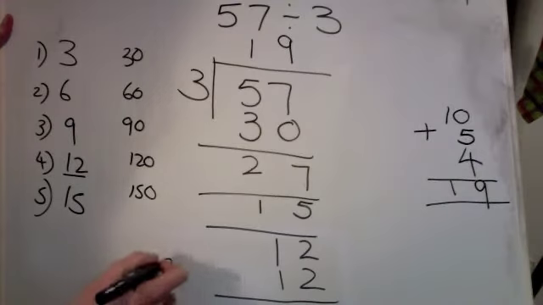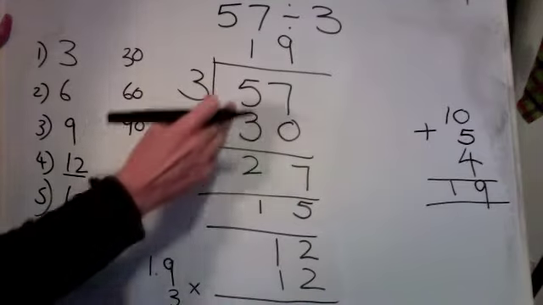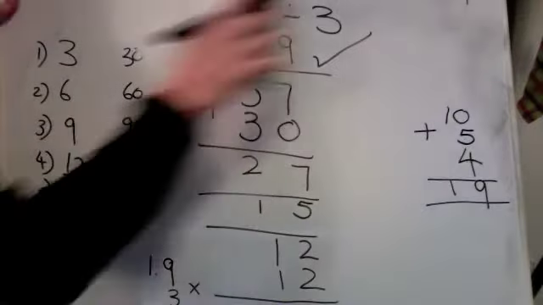Just check, 19 times 3. 3 9s are 27, 3 1s are 3, 4, 5. 57. 57 is correct. Try one last one.